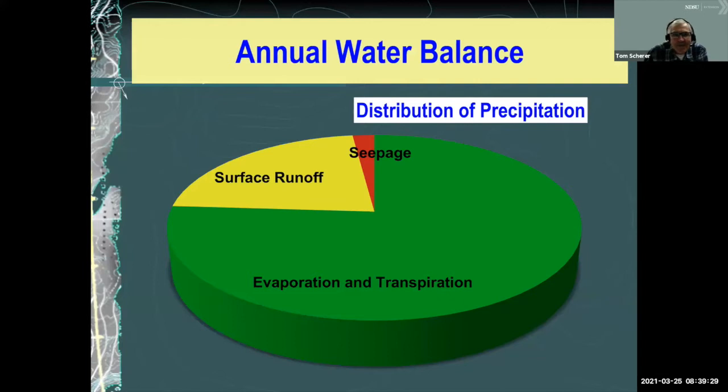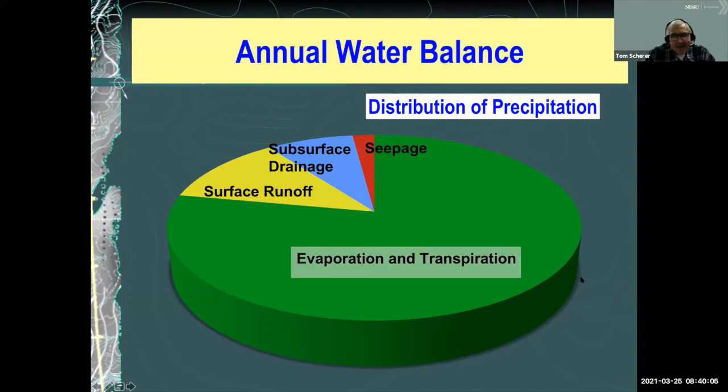So if you look at the water balance, I've got a pie chart here. If you took a field and measured all the water into it over the year, this would be the total amount of rainfall and soil moisture that had been there. The green is the amount that you would lose with a crop during the summer through evaporation and transpiration. The yellow would be surface runoff from rainfall events, and then you'd always have some seepage down below.